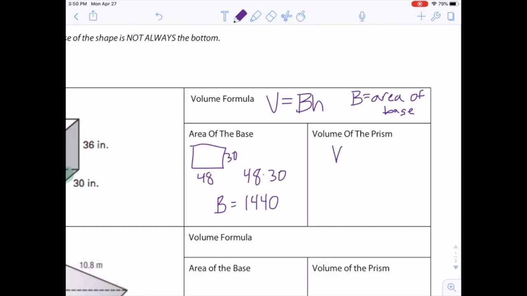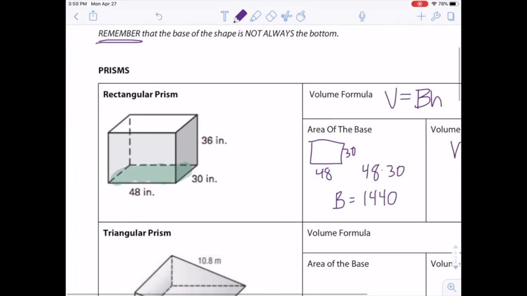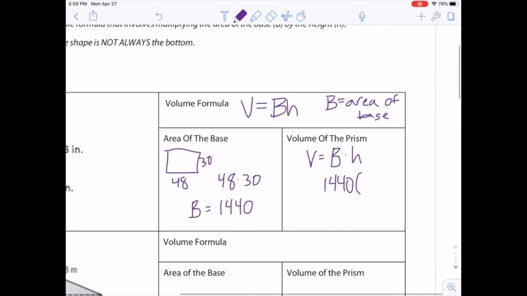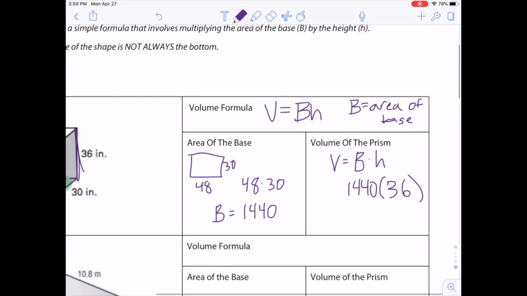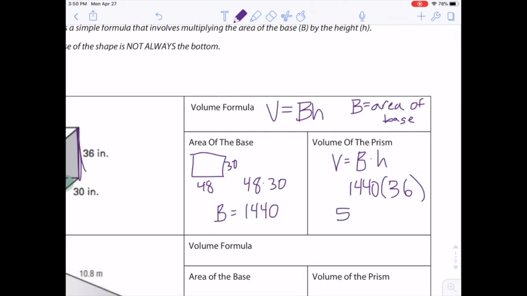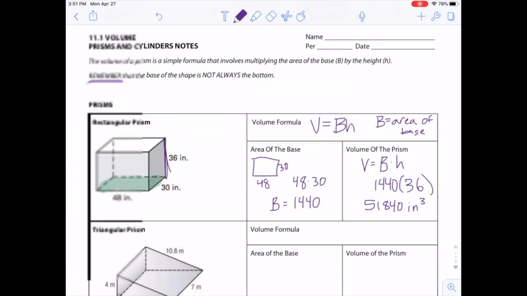So when I do volume, I'm just going to do big B, our area of the base, times the height. So 1440 times our height. Now over here our height is going to be the actual height, 36. And I got 51,840 inches, and this time we're dealing in 3 dimensions because volume is talking about how much space is inside the shape, not on the outside. So we've got inches cubed.